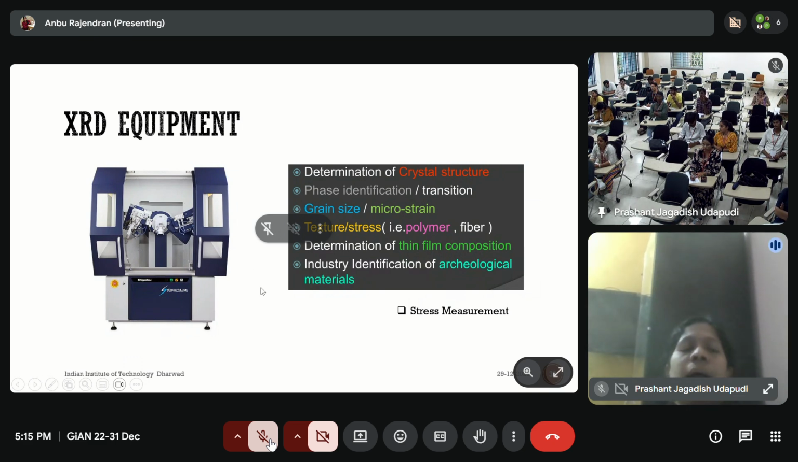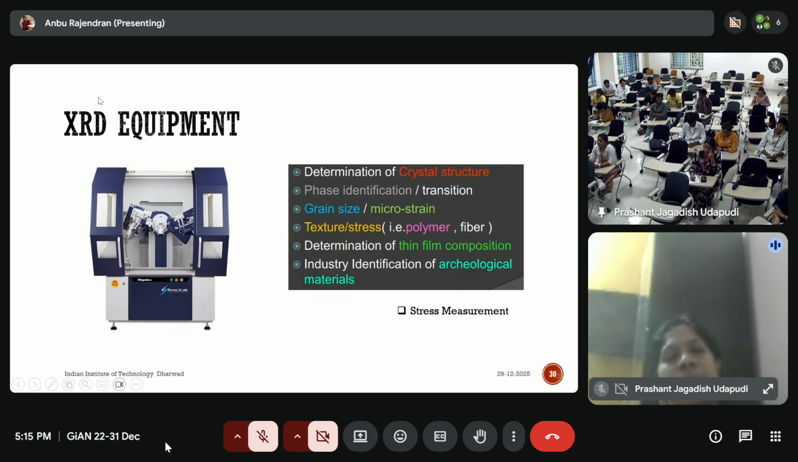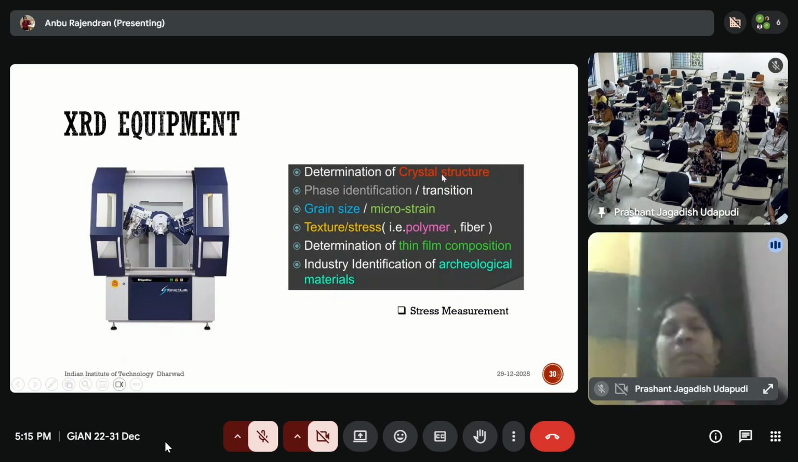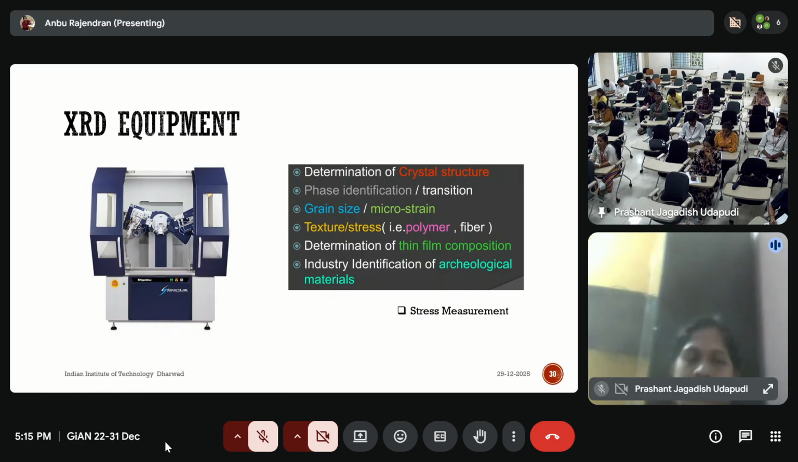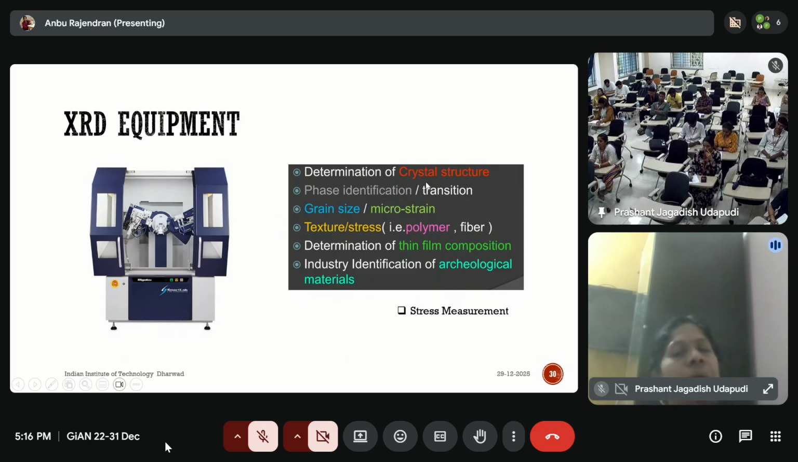Yes, ma'am. So another advanced characterization technique is XRD. XRD techniques will help you find out the crystal structure. As I mentioned, any material is composed of atoms. Atoms have their own orientations, which are understood by certain basic shapes. Those are called crystal structures. If there is any new material and you don't know the crystal structure, XRD is the suitable method to find it out.